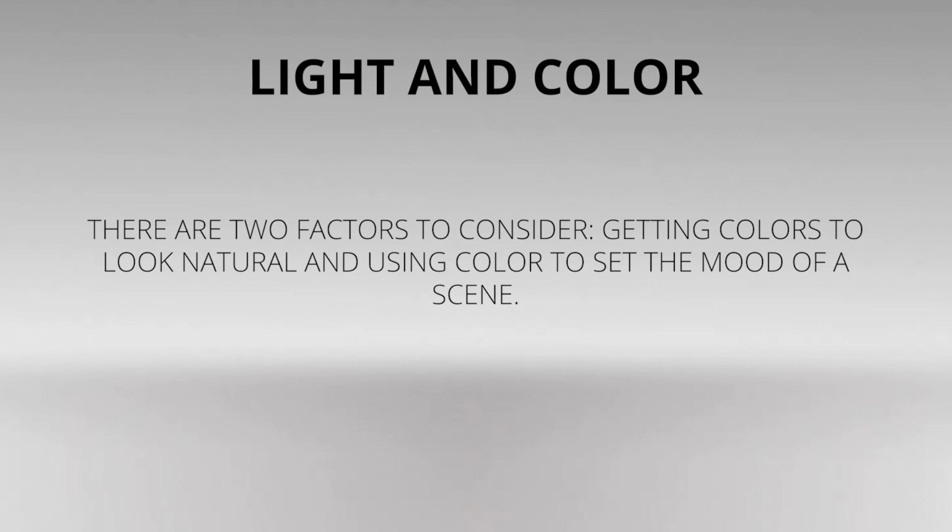With the right equipment and a deep knowledge of the 4 main attributes of light, you can achieve great lighting in just about any scenario. Understanding how color and light work is essential to successful lighting. There are 2 factors to consider: getting your colors to look natural and using color to set the mood of a scene. Achieving natural looking colors in your footage has everything to do with the white balance you set on your camera and what's referred to as the color temperature of the light sources in your scene.